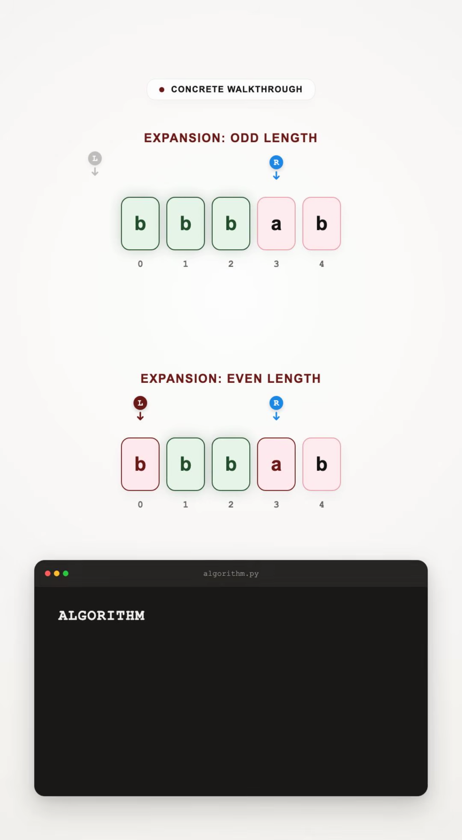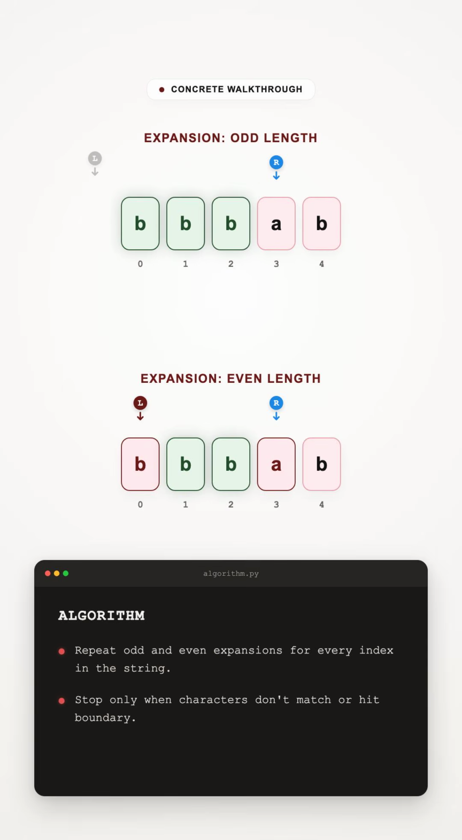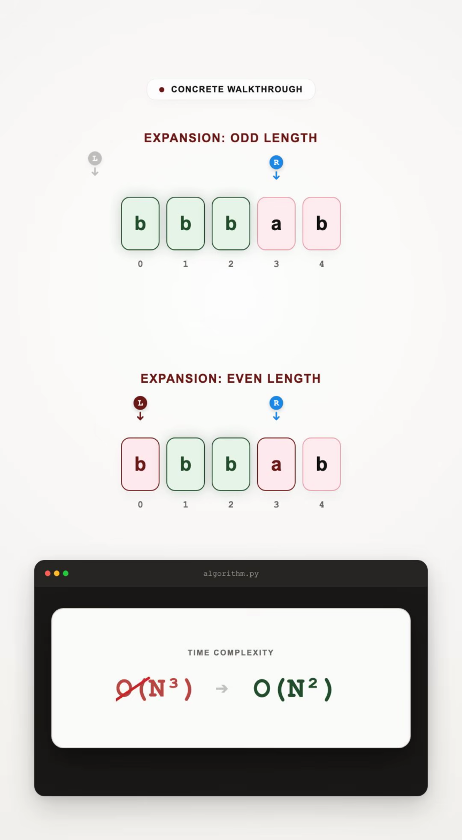In our final algorithm, we will do these odd and even expansions for every index in the string, stopping only when we hit a mismatch or the boundary. Moving from checking every possible substring to expanding from the center drastically reduces redundant work. By doing this, we improve our time complexity from O of n cubed down to O of n squared.